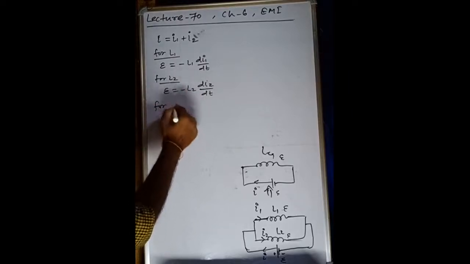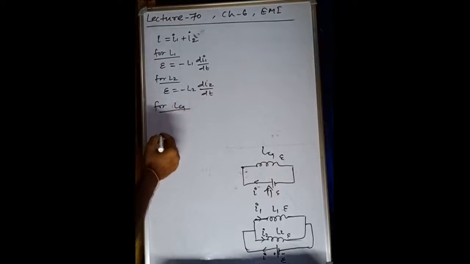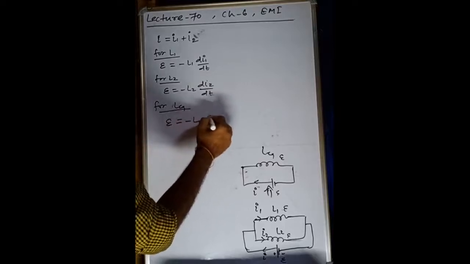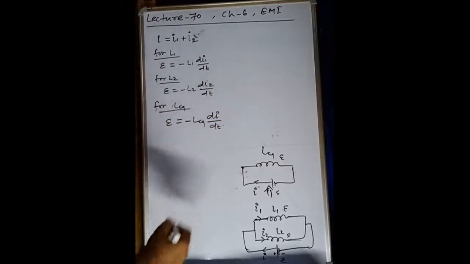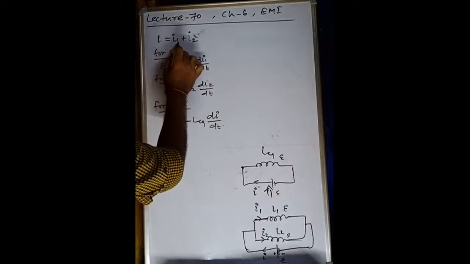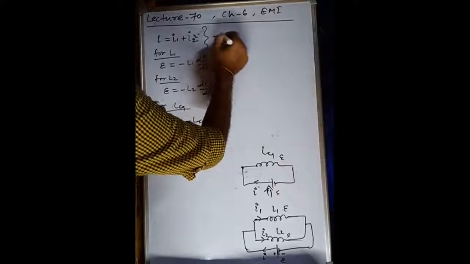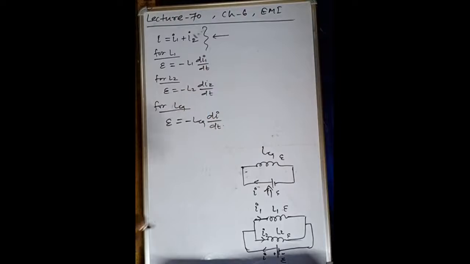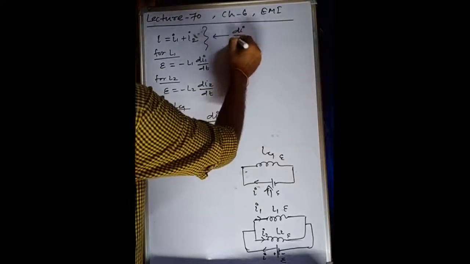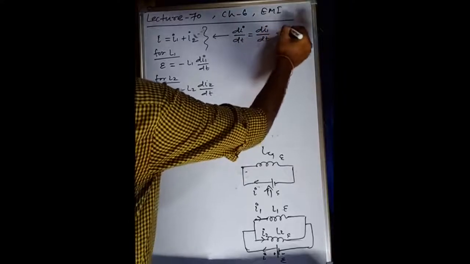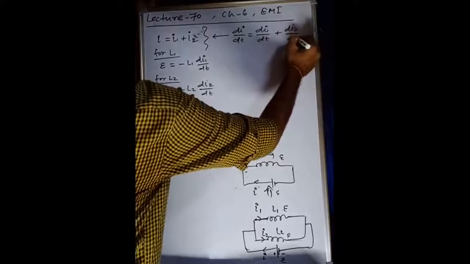And for inductor L equivalent, it will be E is equals to minus L equivalent di by dt. Alright, now here we can write the values of I1, I2 and I3 in this equation. If we will differentiate with respect to time, what we will get? Di by dt is equals to di1 by dt plus di2 by dt.